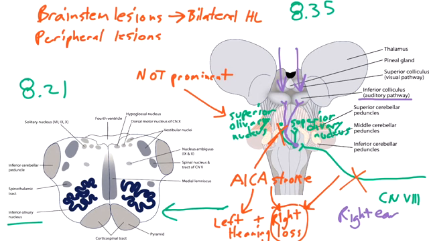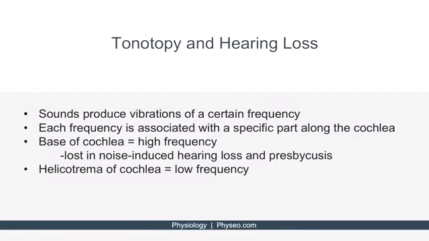But peripheral lesions, just damaging the cranial nerve, will cause unilateral hearing loss. So now let's talk about tonotopy and hearing loss. To understand tonotopy, just know that sounds will produce vibrations of a certain frequency. Now each frequency is associated with a specific part along the cochlea.